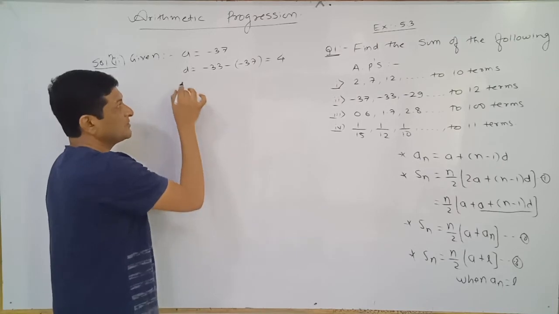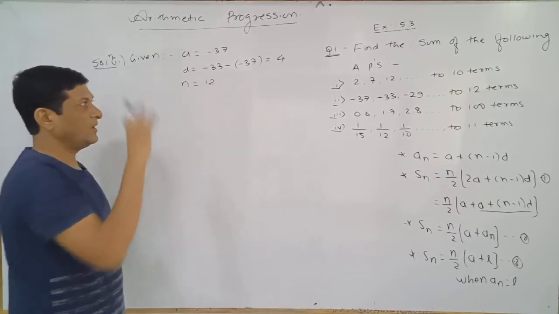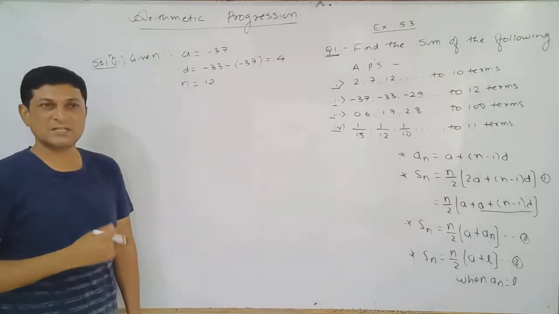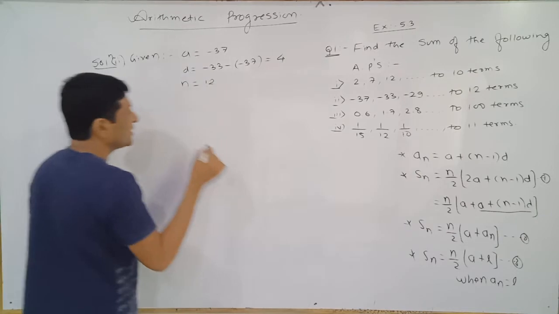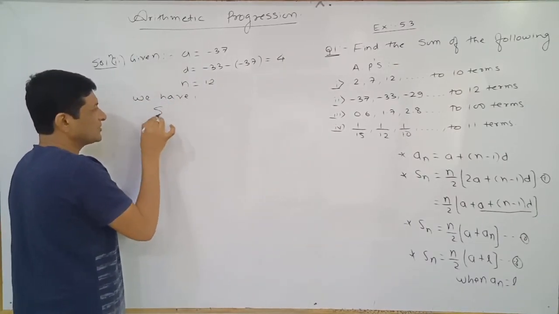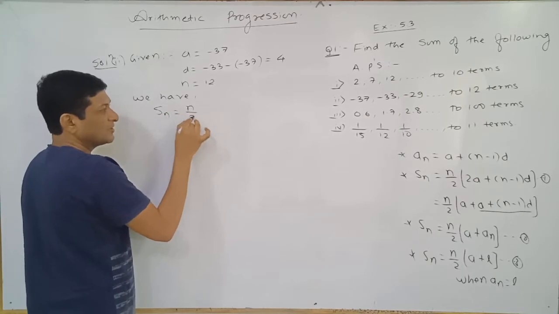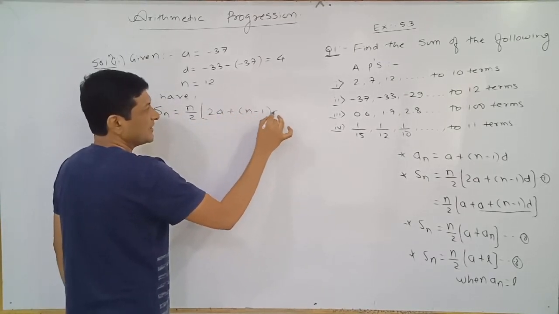And in total, how many terms are there in this progression? 12. So n is equal to 12. So all the given conditions are known to us. Let us try to apply the formula of the sum of n terms. What is the formula to find the sum of n terms? Sn is equal to n by 2 into 2a plus n minus 1 into d.